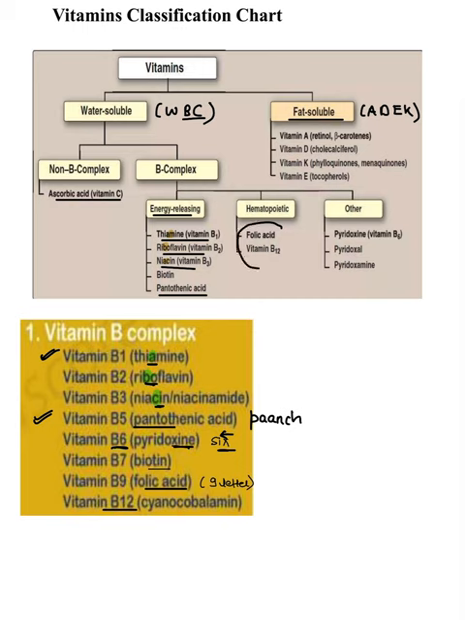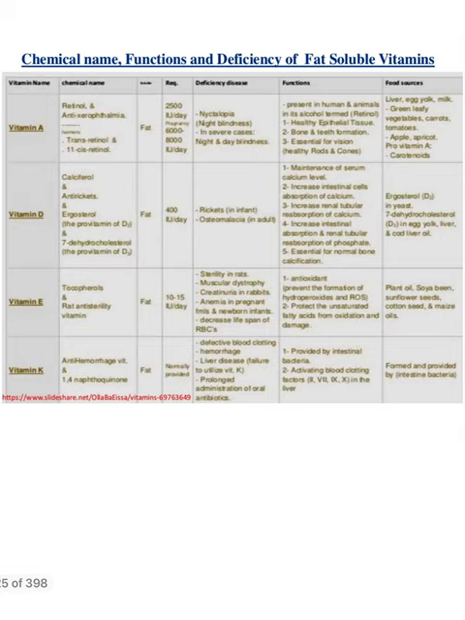Folic acid and vitamin B12, B9 and B12, are used for hematopoiesis. You might have read about vitamin B12 deficiency causing megaloblastic anemia, so it's not an uncommon thing that you don't know. Vitamin B6 is pyridoxine. You may also have pyridoxal phosphate, PLP, and other things which you read about in various biochemistry reactions. Now, fat soluble vitamins, what are the important things?